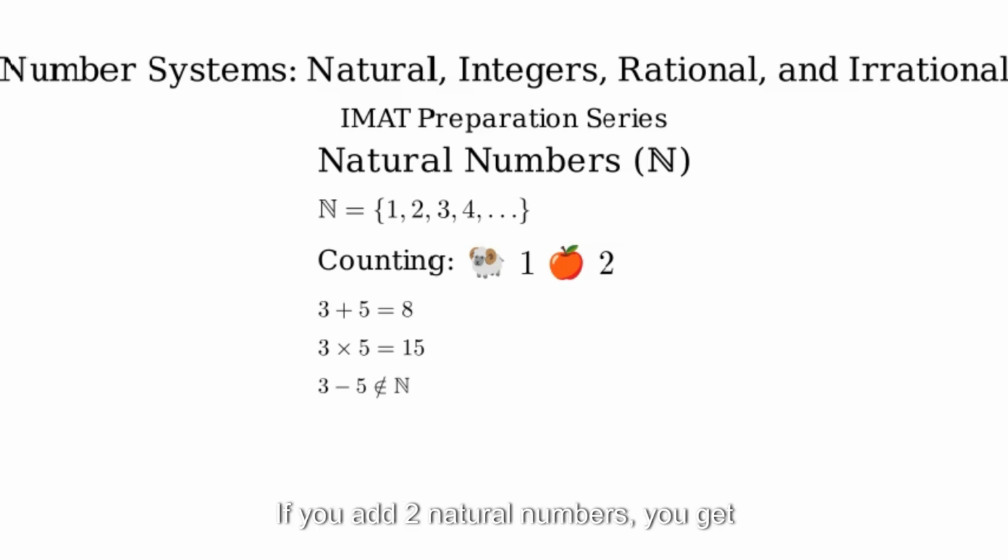Properties. Add two natural numbers, you get another natural number. For example, 3 plus 5 equals 8. If you multiply two natural numbers, you get another natural number. For example, 3 times 5 equals 15.